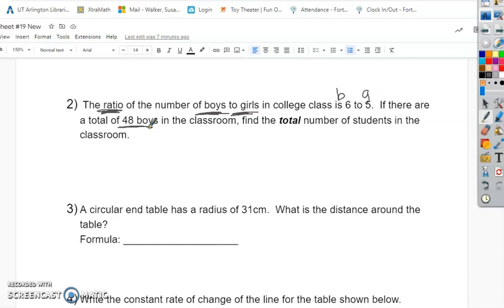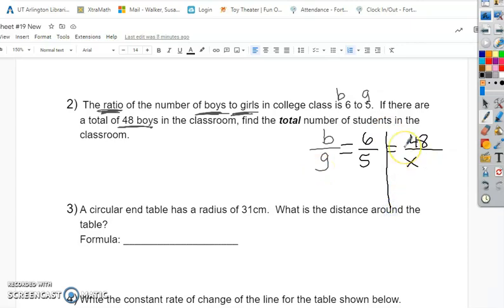Okay, so this is a little different than what we've done. We want the total number. There's a couple of ways to do it. The way I would generally do it is I would say boys to girls. You could do boys to total and find the ratio total, but I'm not going to do it that way. So, boys is 6, girls is 5. We have a total of 48 boys. Now when we do this, that's going to give me the number of girls.